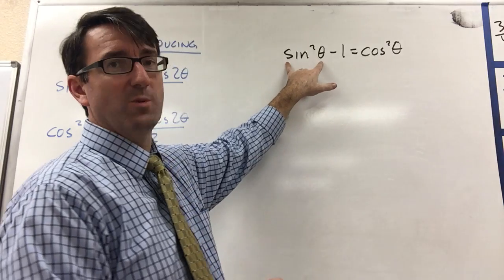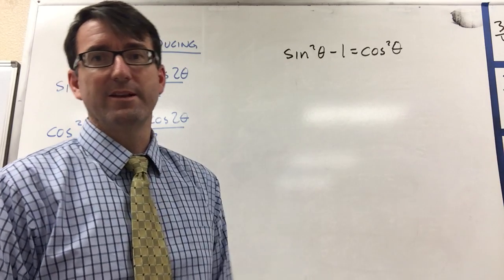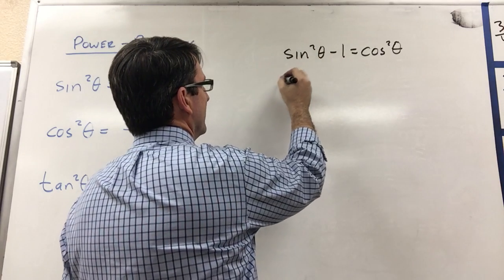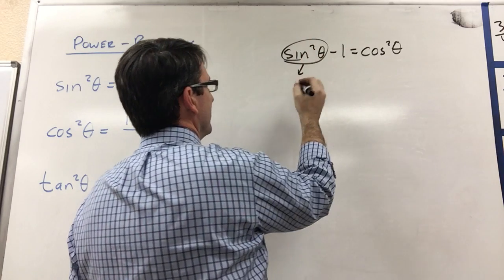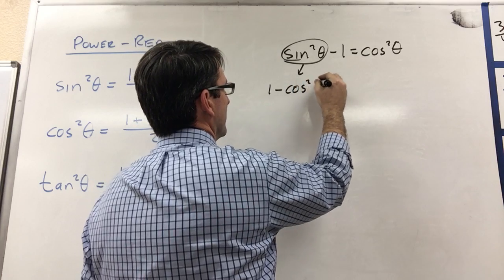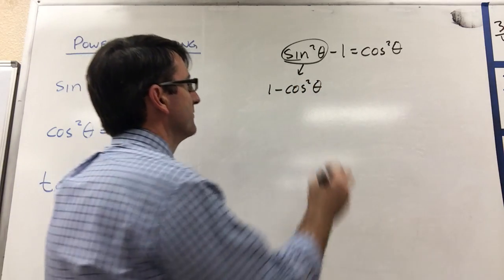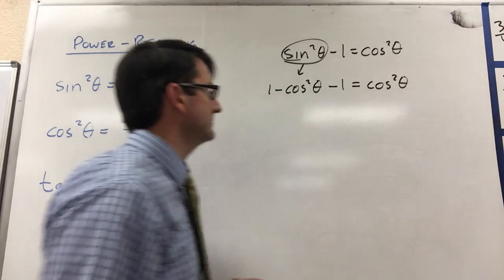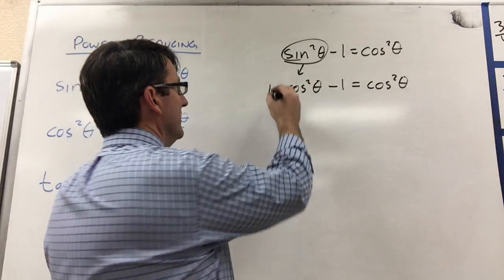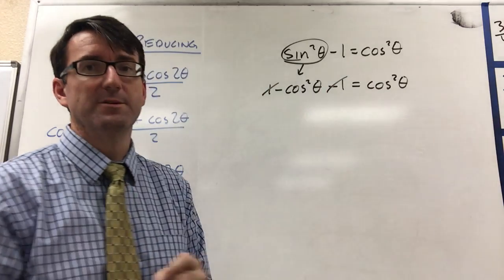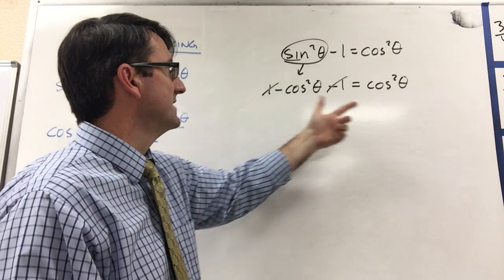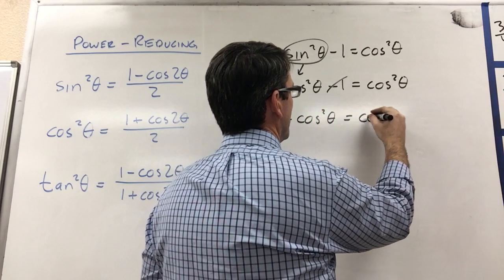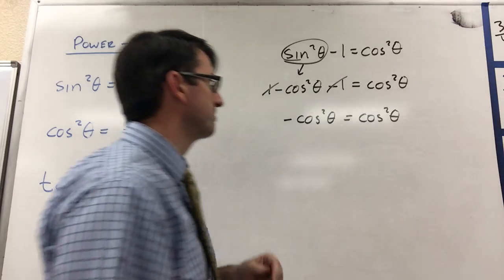Let's take this sine squared and replace that with 1 minus cosine squared theta. Then we've got minus 1 equals cosine squared theta. So now we've got a 1 minus 1. Those are going to subtract to 0. And we get negative cosine squared theta is equal to cosine squared theta.